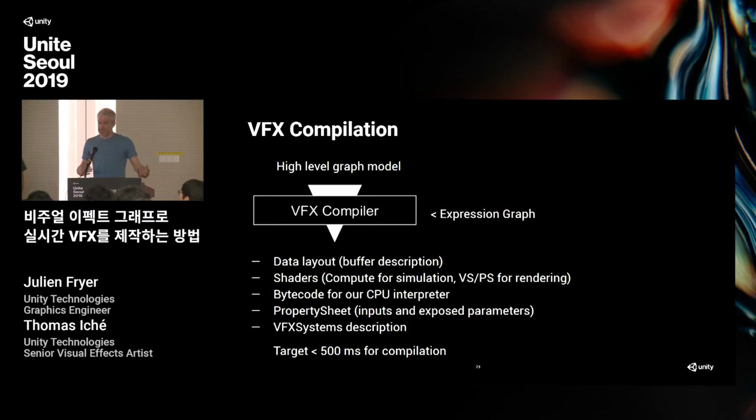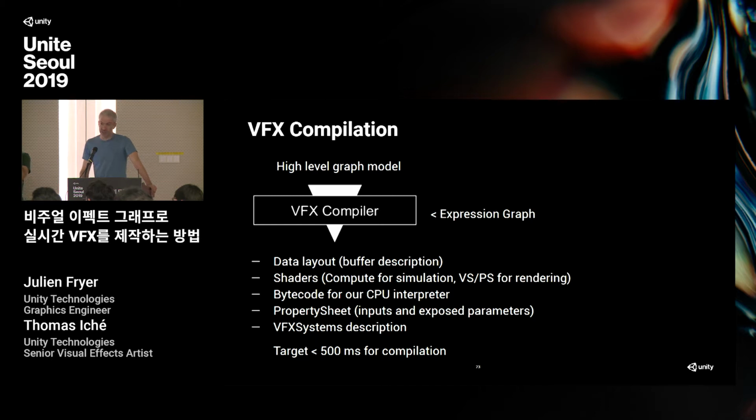We will generate shaders. So we will generate compute shaders for simulation, so for the init and update context, and vertex and pixel shader pairs for the rendering, so the output. We also have a small CPU interpreter, so we are able to evaluate some expressions on CPU. So basically, everything that is per-particle invariant will be evaluated only once on CPU instead of once per particle on GPU. So we generate the bytecode for this interpreter.